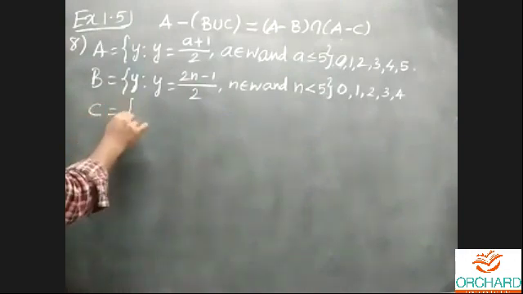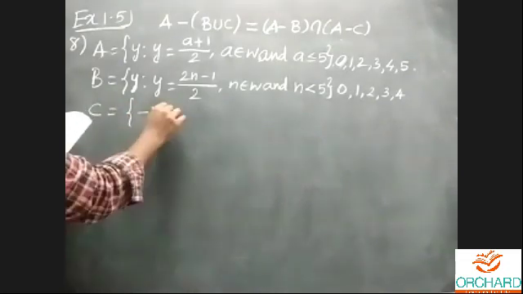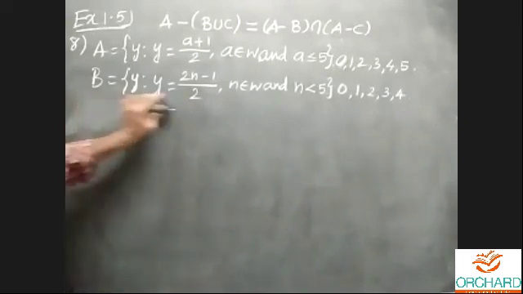Next, the element of set C. Directly, they have given minus 1 by 2. First I'll write the element of set A and B, and then I'll move on to write the element of set C.